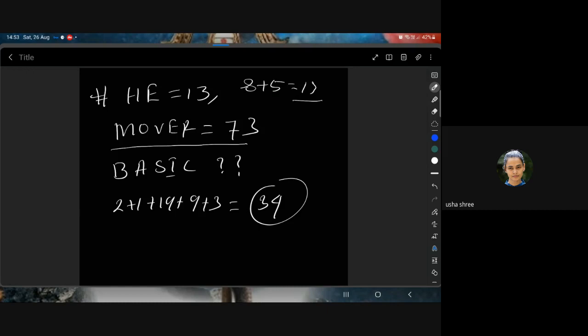Okay, so today we'll finish the class here. Any doubt? In the next class, we'll discuss more on coding and decoding. Then choose the odd word, odd pair, classification. All these things we'll do in the next classes.